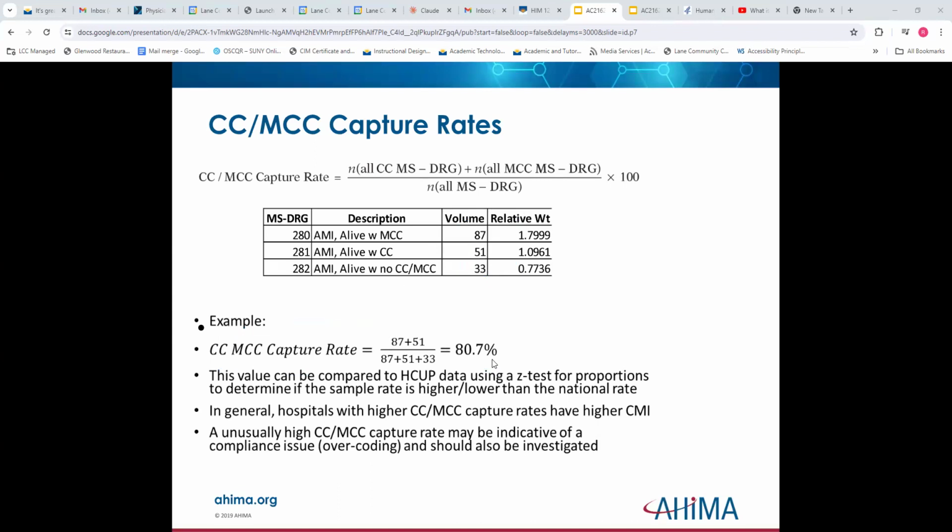And then if we want to, we can compare it to the HCUP data by using a z-test for proportions and all of this. In general, with a few exceptions, hospitals that have a higher CC, MCC capture rate have a higher case mix index because it raises the average. An unusually high capture rate is indicative of perhaps overcoding. And this is something that we're very interested in, as we'd rather find it out at our local level within the hospital than have the OIG or an auditor catch it.